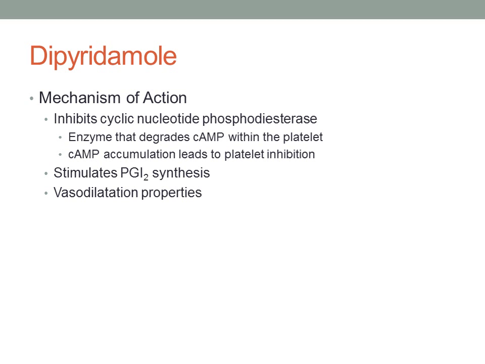Moving on to dipyridamole. It works by inhibiting cyclic nucleotide phosphodiesterase, which is an enzyme that degrades cyclic AMP within the platelet. So by inhibiting this enzyme, you get cyclic AMP accumulation, which leads to platelet inhibition. It also stimulates prostacyclin synthesis, which is a component of our negative feedback system that I talked about earlier, and it also has vasodilatation properties.